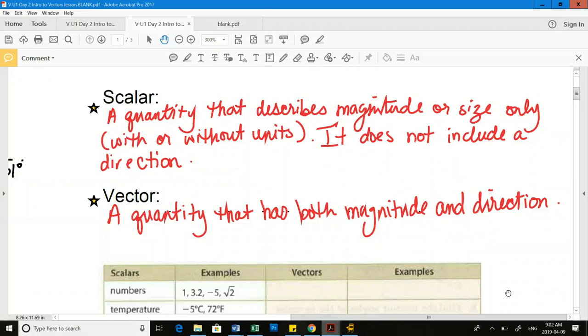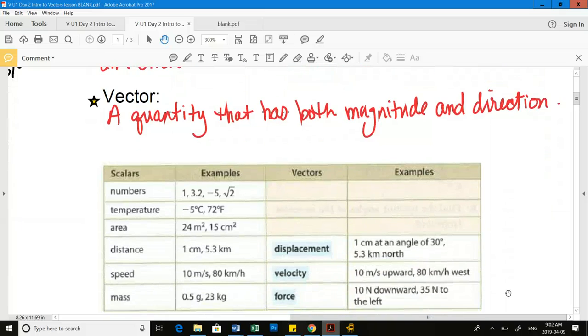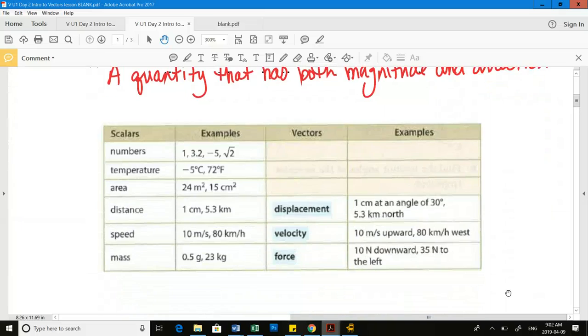So there's a couple of examples of vectors and scalars in this little chart, sorry, it printed out really small. I just kind of clipped it from the textbook. It's on page 304 of your textbook if you want to check it out. As far as scalars, you'll see some examples on the left there. Regular numbers are scalars. Temperature is a scalar. Area, distance, speed, and mass are scalars.